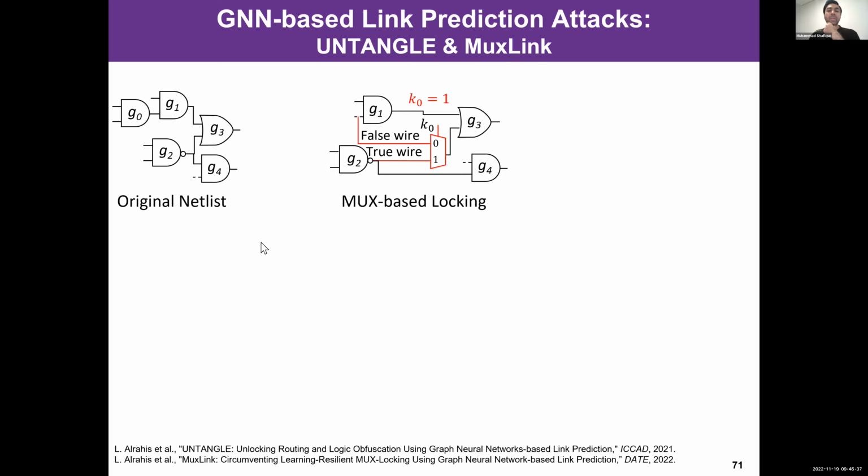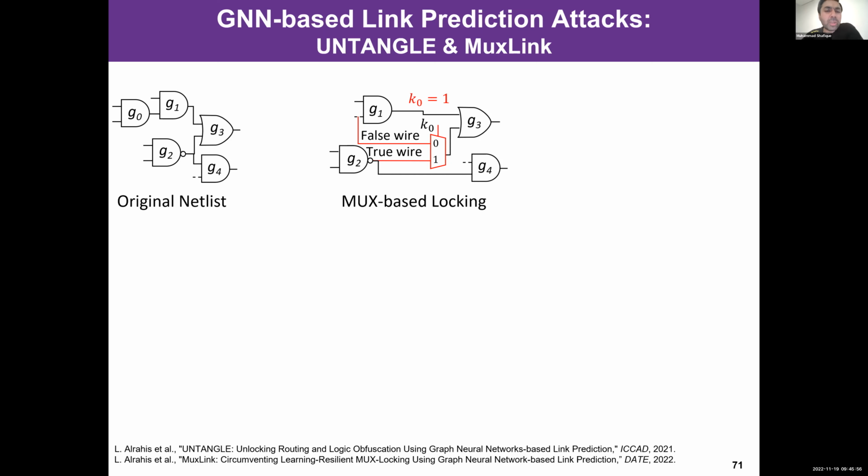Then, this is what we are seeing with different types of locking techniques. What we are trying is to see how GNNs can break many different locking techniques. One of the latest locking techniques is inserting muxes, because a mux in general is very, very hard to break, just because of the probability.